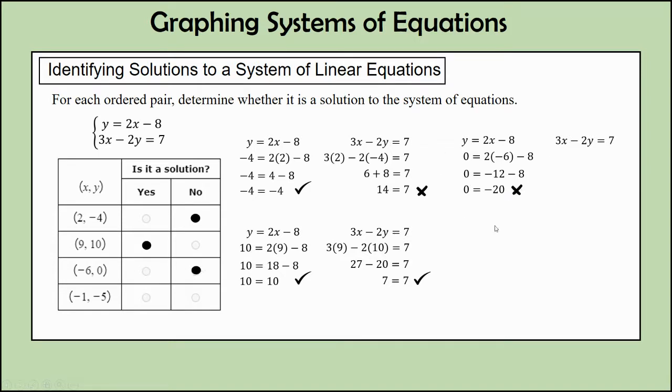That's not a solution. Okay, my last one, -1, -5. So put -5 in place of y, -1 in place of x. I'm going to get -5 equals -10. That is not true, so this one is also not going to be a solution. So the work you do tonight will be this kind of stuff. The work you have to show for tomorrow is that kind of stuff.